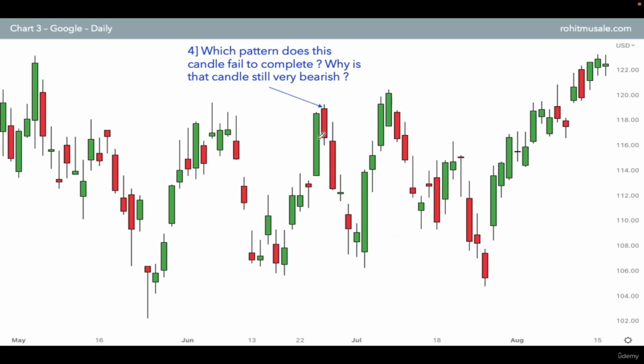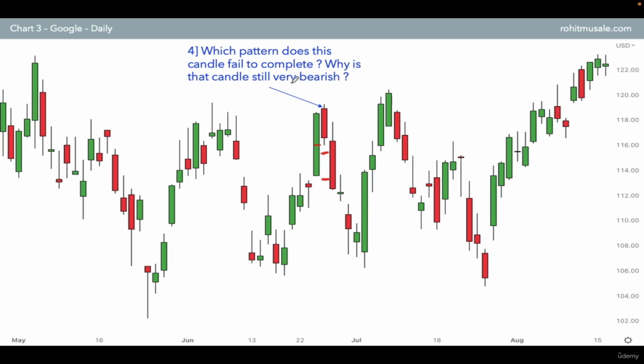Which pattern does this candle fail to complete? Well, if this candle would have closed below the midpoint of this, like if this candle would have closed here, it would have completed a dark cloud cover. And if it would have closed somewhere here, it would have completed a bearish engulfing pattern. But that closing has been weak.